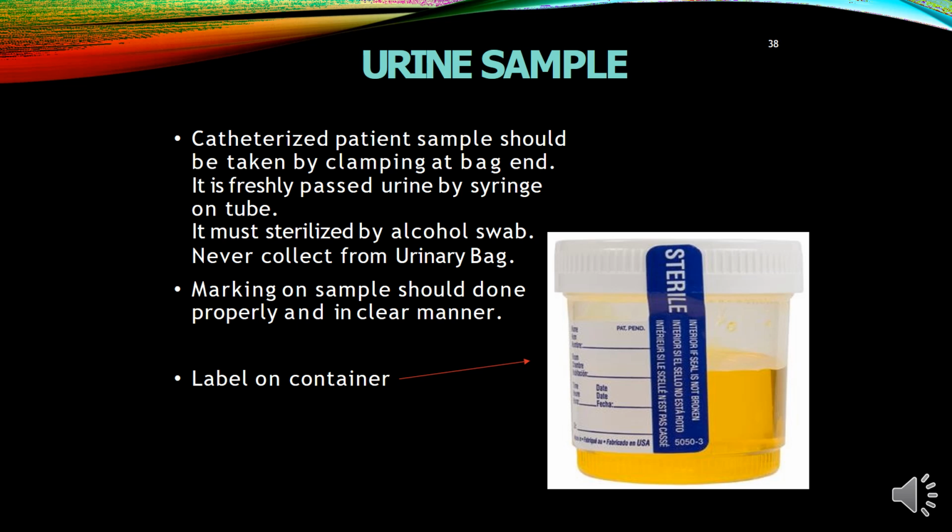So, urine sample collection from a catheter patient: the catheter should be clamped at the bag end and freshly passed urine should be removed using a syringe. It is a must that the catheter should be sterilized using an alcohol swab. Never collect the urine from the urine bag. Mark the sample properly and send it to the laboratory.